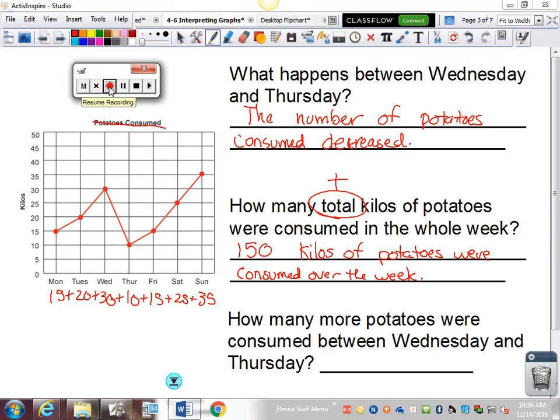And the last question, how many more potatoes were consumed between Wednesday and Thursday? Okay, so how many more means subtract. So Wednesday was 30 and Thursday was 10. So 20 kilos more were consumed. I'm running out of room here.